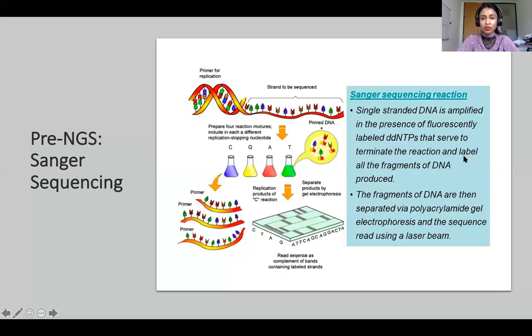So this is how it's done. You have your single-stranded DNA. It's amplified using dideoxy nucleotides, which are already fluorescently labeled. And once a ddNTP is added into the fragment, the polymerization doesn't continue, right? And then you basically have to run a gel, and you will be able to read the sequence by looking at the gel electrophoresis image, right? You'll be able to deduce the sequence of nucleotides.